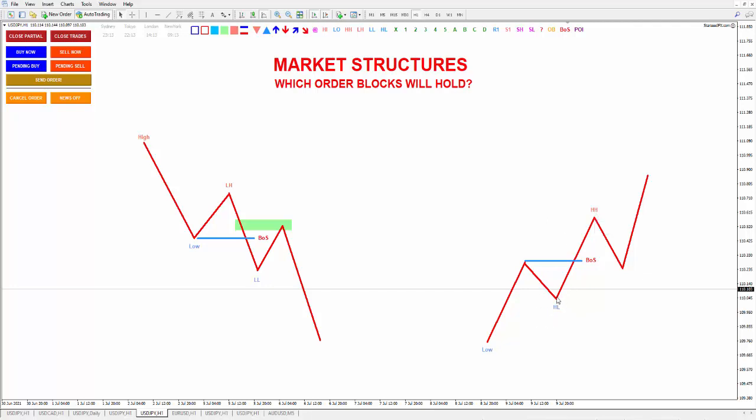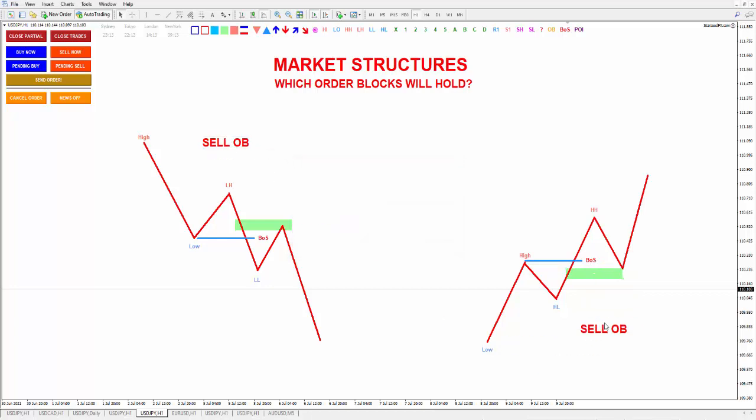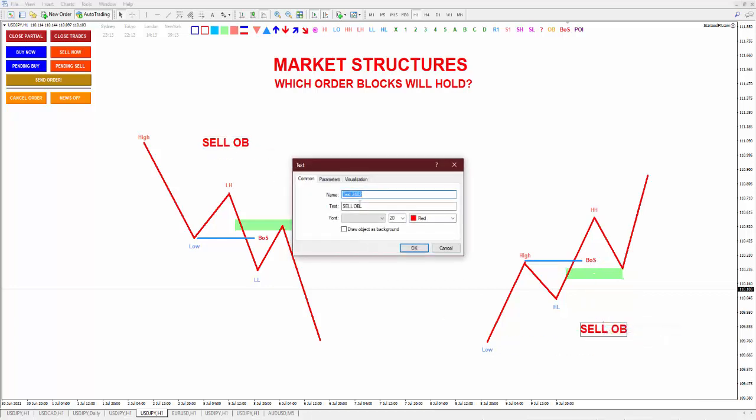This higher low is confirmed once there is a break above the previous high. Then you can start marking your order block. Your order block could be here or here because we know that the order block sometimes does not hit, right? But this kind of pattern gives you a high probability of order blocks that will hold. You can pause this video and take a screenshot of this. This is the sell order block pattern and this is the buy order block pattern.